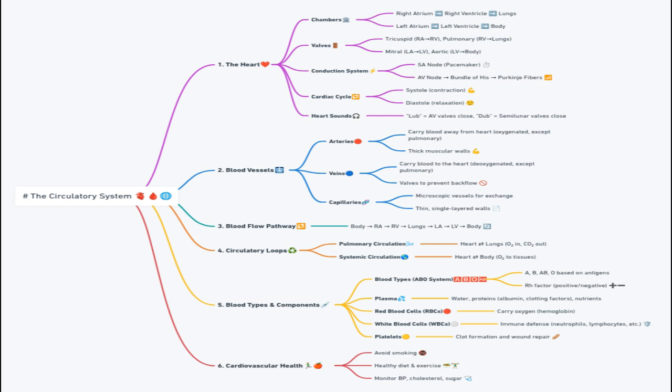So you have three layers of tissue when it comes to the heart wall: the epicardium, which is the serous membrane of the smooth outer surface of the heart; the myocardium, which is a middle layer composed of cardiac muscles and responsible for heart contraction; and the endocardium, the smooth inner surface of heart chambers.